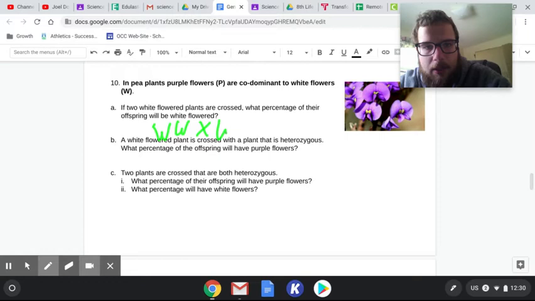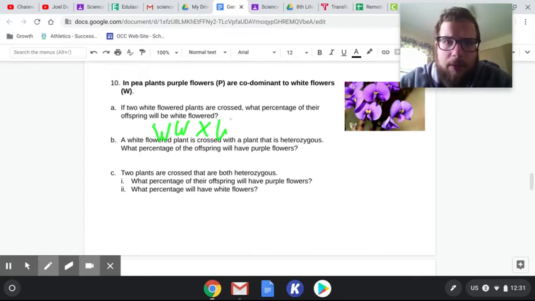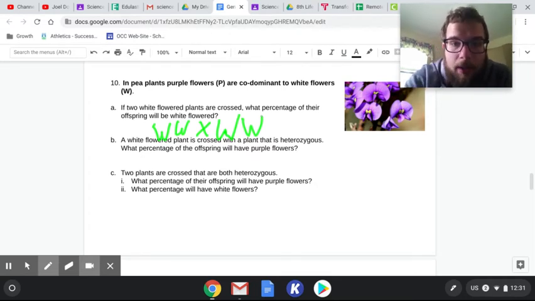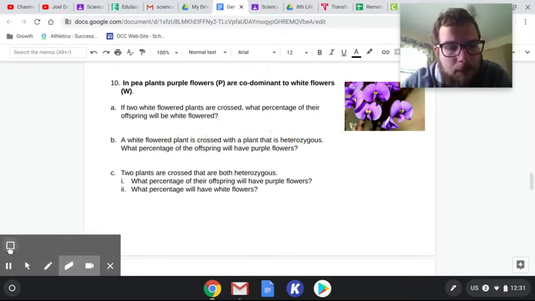Okay. If they're white flowers, they're both going to be WW. And so what percentage of their offspring will be white? It is going to be 100%. Can't get a purple if there's no purple allele in there. It's not going to happen.